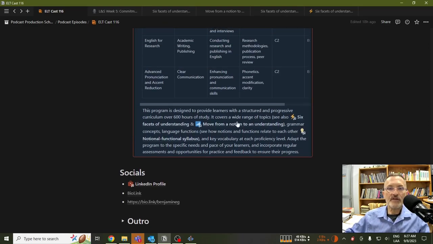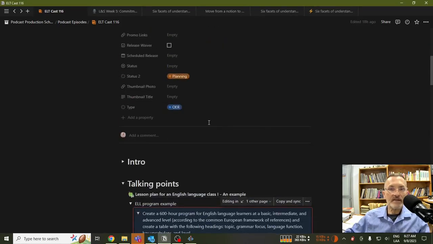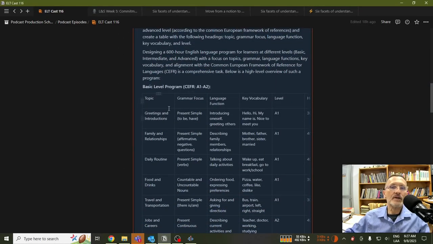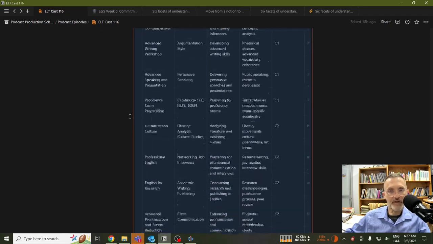And feel free to look around at how to move from a notion to an understanding and the six facets of understanding. And I could easily see another column or two added to this example where you incorporate understandings as well. You not only have a topic, but you also have an understanding. Certainly a notion could also be added to this table for even further clarification.